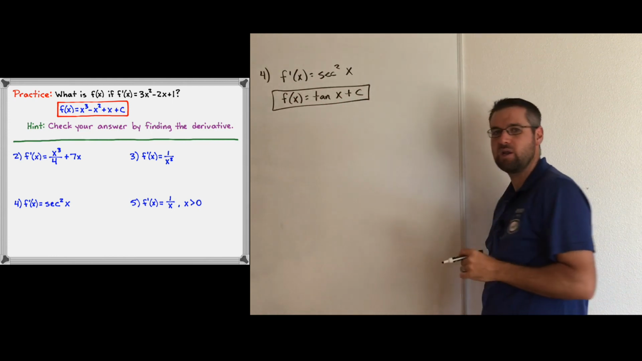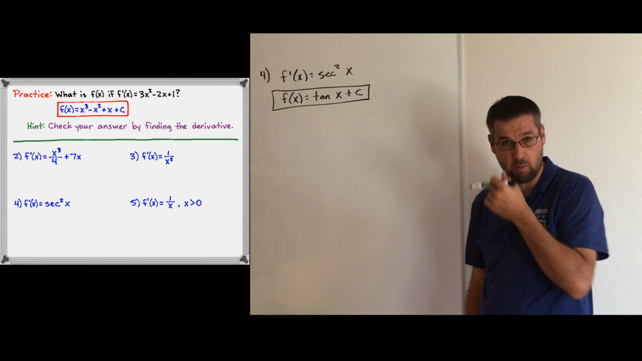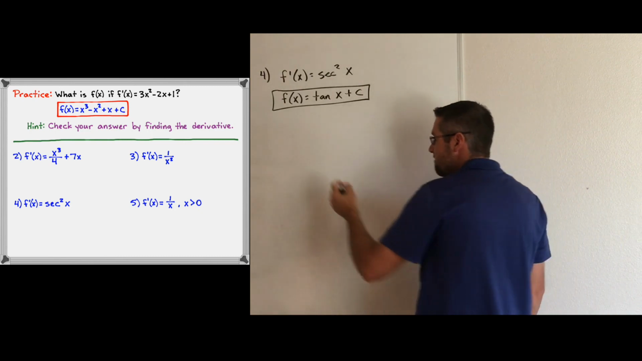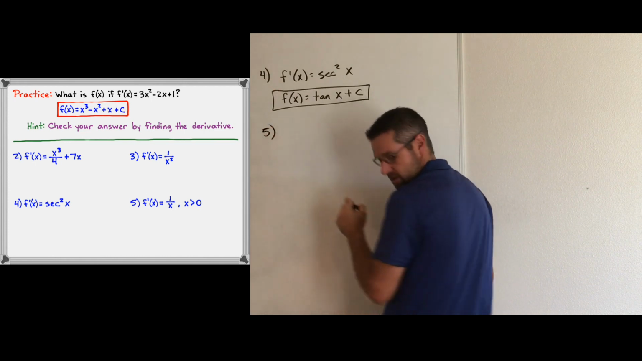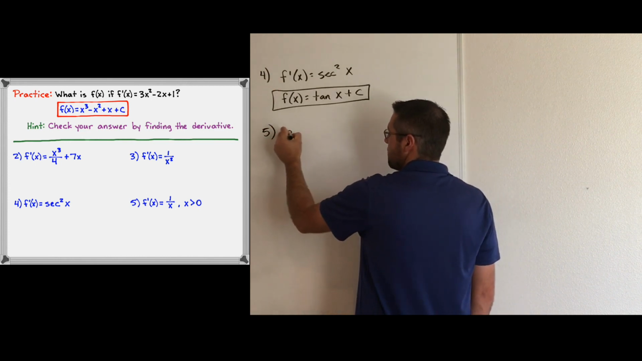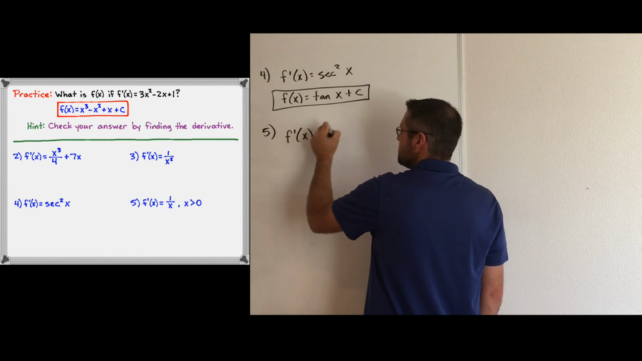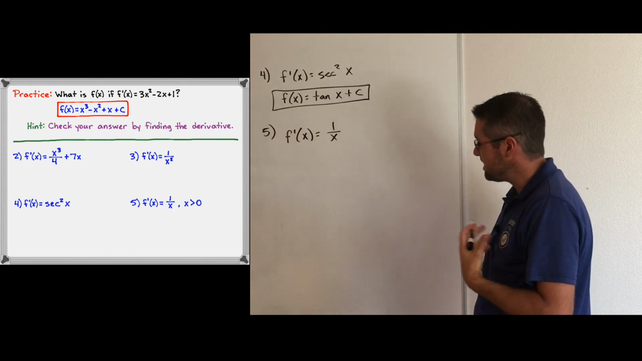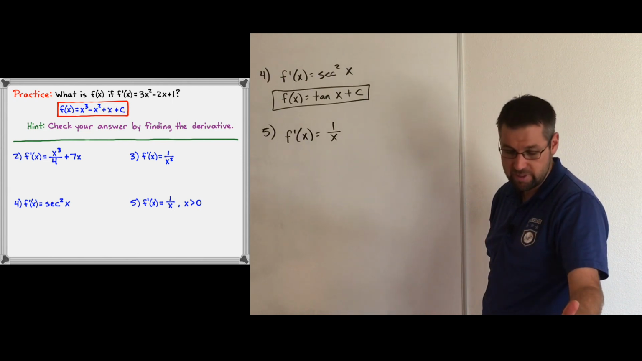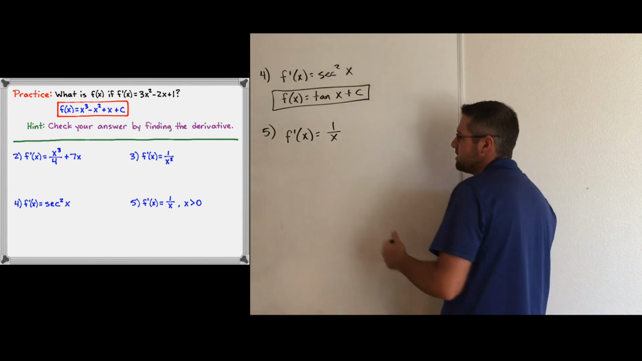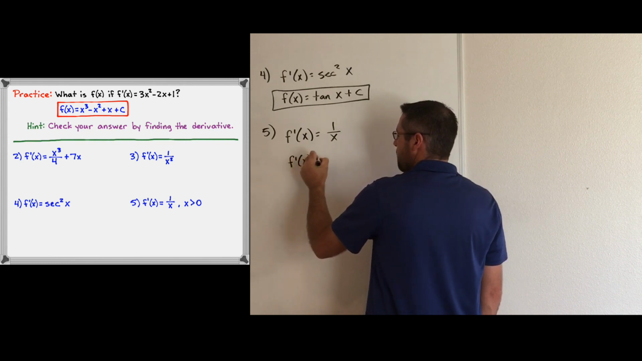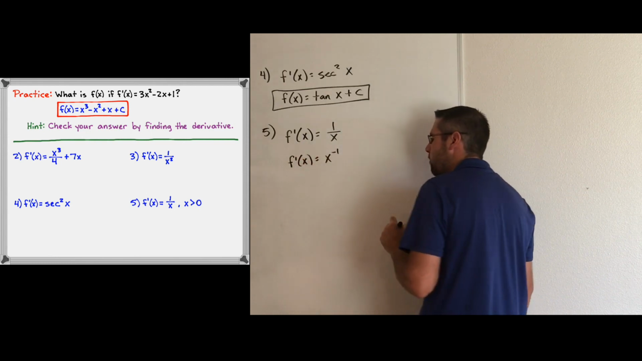That's a pretty easy one if you have your trig functions memorized, if you have your derivatives of trig functions memorized. Now number 5 is going back to what I talked about a minute ago. We have f prime of x is equal to 1 over x. Now the tendency here is to do exactly what we did in number 3. Rewrite this as a negative exponent. So if I rewrite this as a negative exponent, I would get x to the negative 1 power.